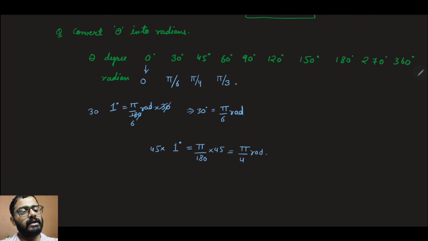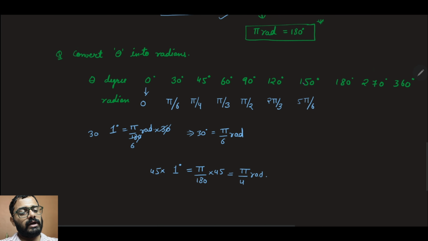60 degrees pi by 3, 90 degrees pi by 2, 120 degree will be 2 pi by 3. Okay, and 150 degree is 5 pi by 6. 180 degree, we know from the relation that we have to remember, it will be pi only. This will be how much? 3 pi by 2, and this will be your 2 pi. So these are few general angles whose conversion you should remember, because you will not do this in the exam. Okay, these are few general angles here.